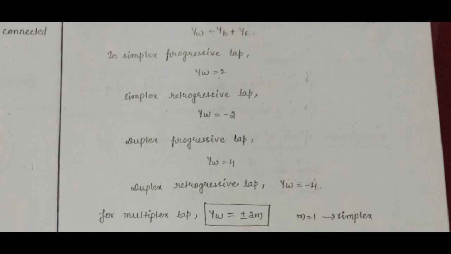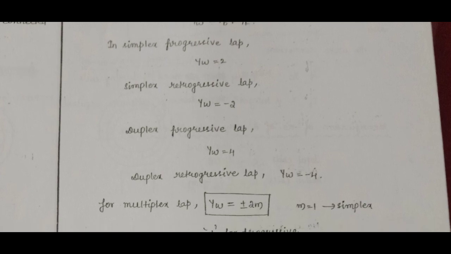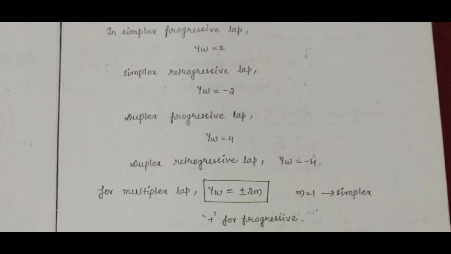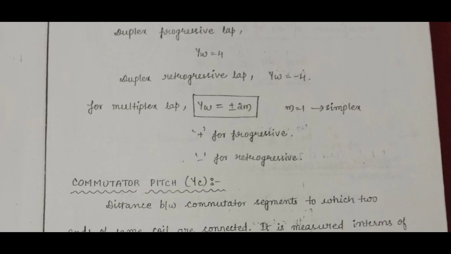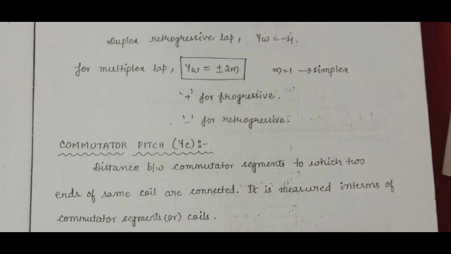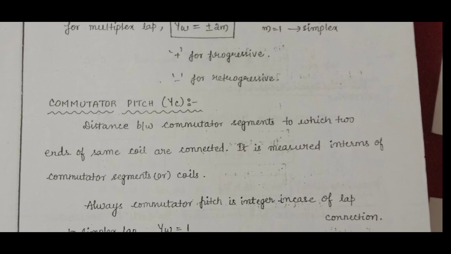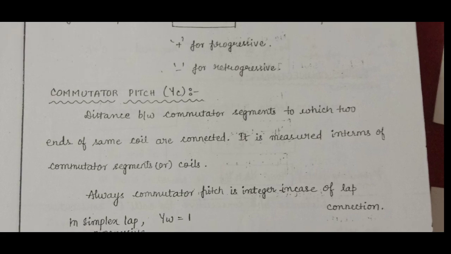In simplex progressive lap winding, winding pitch equals 2. Simplex retrogressive lap winding pitch equals minus 2. Duplex progressive lap winding pitch equals 4. Duplex retrogressive lap winding pitch equals minus 4. For a multiplex lap winding, pitch equals plus or minus 2m, where m equals 1 for simplex winding. Plus for progressive winding, minus for retrogressive winding.